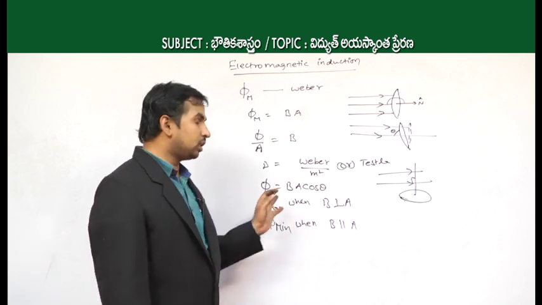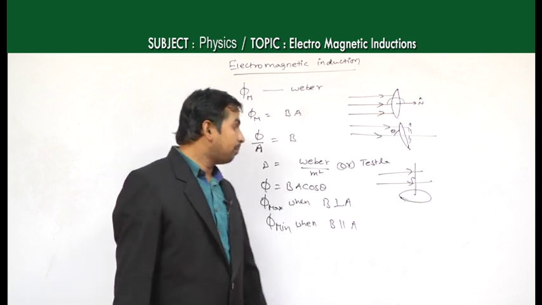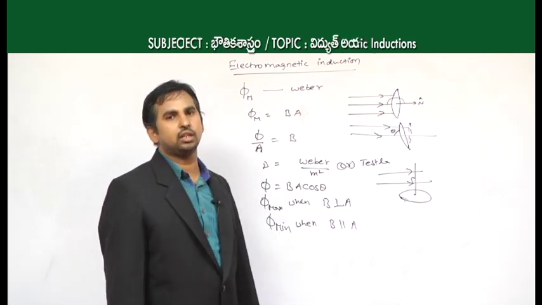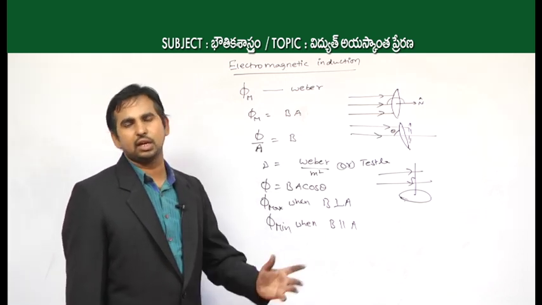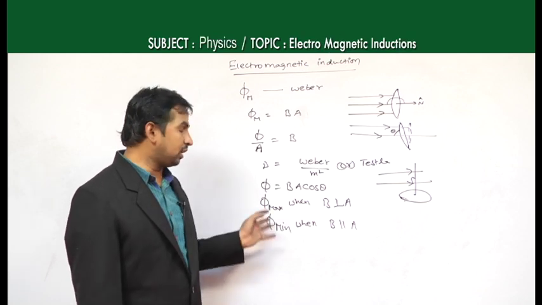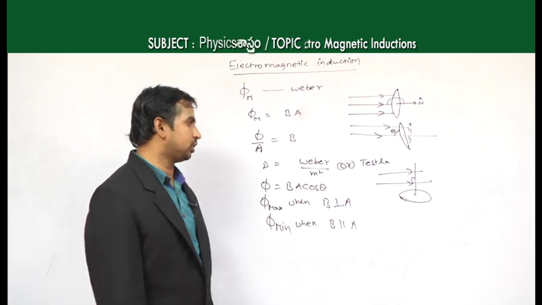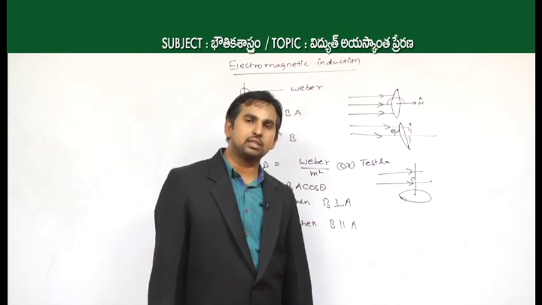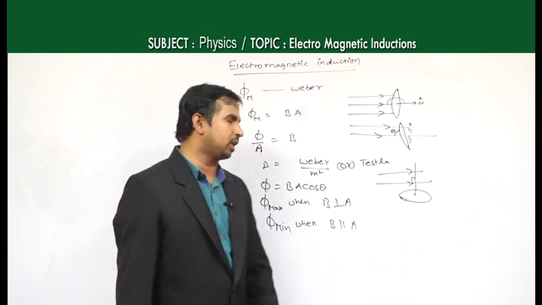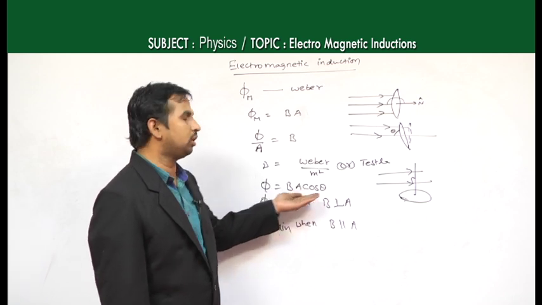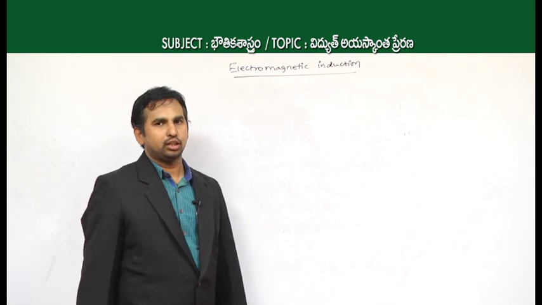And they ask about when we have maximum flux, or when we have minimum flux. We get maximum flux when the magnetic lines of force pass perpendicular to the area. And if the magnetic lines of force and the area of cross section are parallel to each other, we get minimum flux. If you want to generalize the formula, the flux is given by phi is equal to BA cos theta. Now, we will see the electromagnetic induction law.